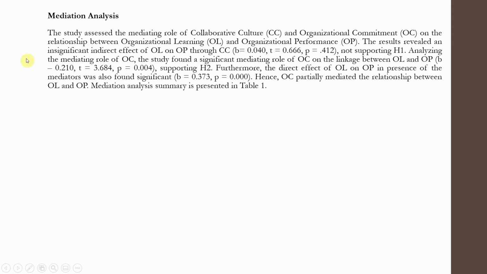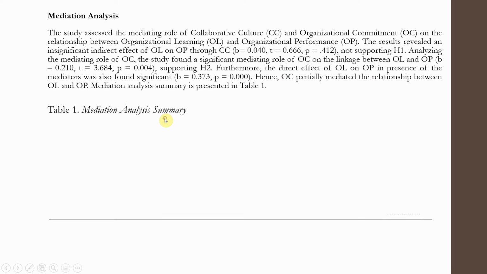Similarly, we did it for the next mediator, OC, that was found significant and its significance level was written. Now there's a typo, B is equal to. Now this is the T value that we calculated and this is the P value. Now H2 was supported. Furthermore, you can mention that the direct effect in the presence of the mediators was found significant and hence your OC partially mediated the relationship between OL and OP.